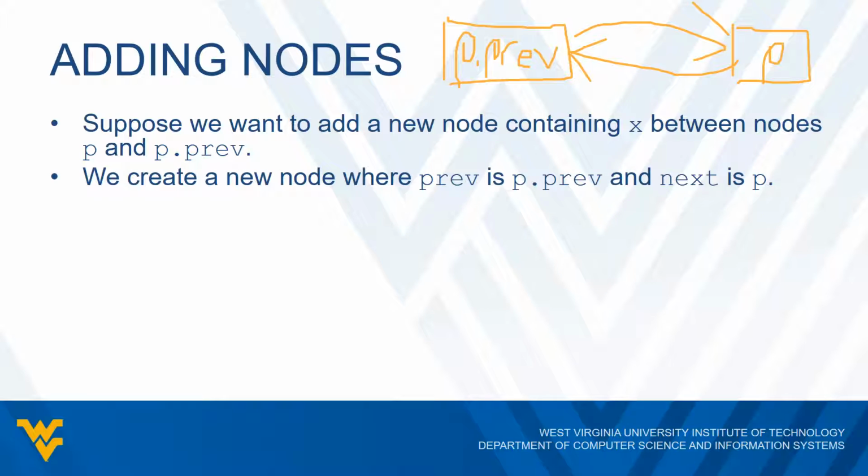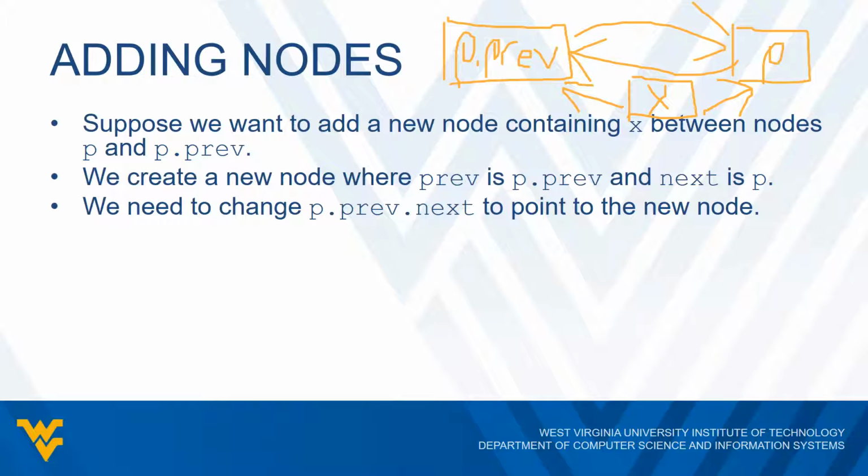So we need to create a new node. So I'm going to put that down here. And this is going to contain x, where the previous of this node is going to point to p.prev. So we'll do that right here. Okay. And the next of x is going to point to p. All right, so we'll do that here.